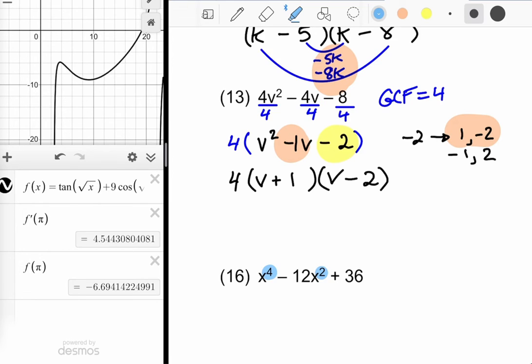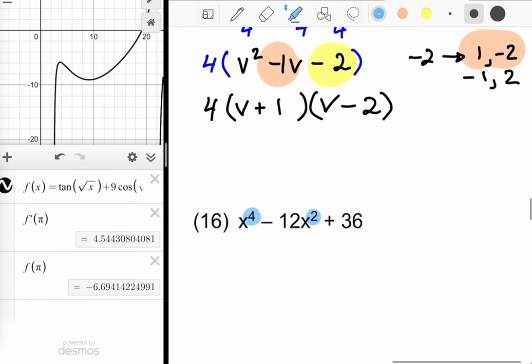All right, we still look for a GCF. I don't see one. Each term contains either a variable or a number, but there's no instance in which you have a numerical GCF and also a variable GCF. So no GCF to worry about. So we take a look at that 36 and its factors.